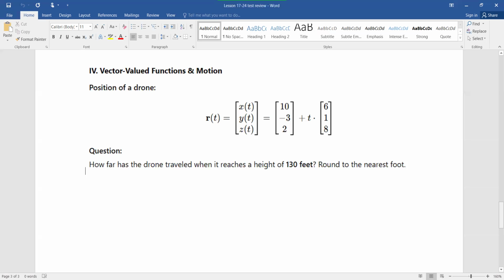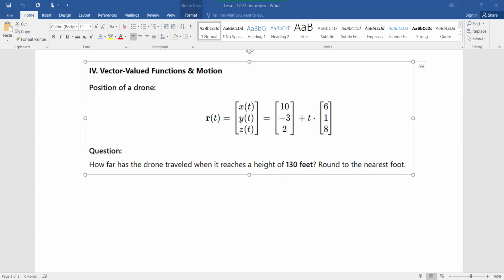Okay. There we go. All right, so this is the process of answering questions like this. So again, we have a position of a drone that's represented by a vector matrix equation. And it just simply wants to know how far has the drone traveled when it reaches a height of 130 feet. Now, on the test, it goes a little bit more specific, and it tells you what x of t represents, what y of t represents, and what z of t represents.